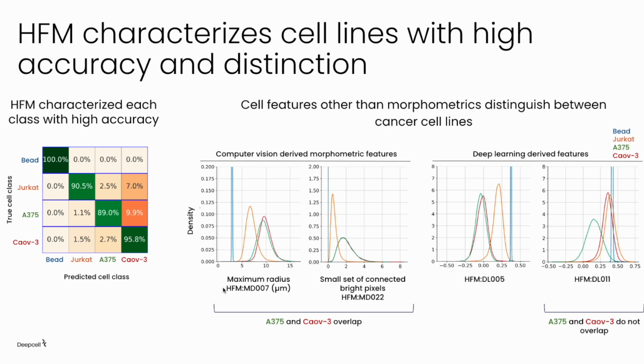Morphometric features like the maximum radius and the small set of connected bright pixels distinguish the Jurkat and bead images from the cancer cell images. These features were nearly identical between CALB3 and the A375 cell images. But the deep learning features, on the other hand, are able to distinguish the cancer cell lines. For example, this deep learning feature number 11, which is shown in the rightmost panel, distinguishes A375 in green from CALB3 in red.